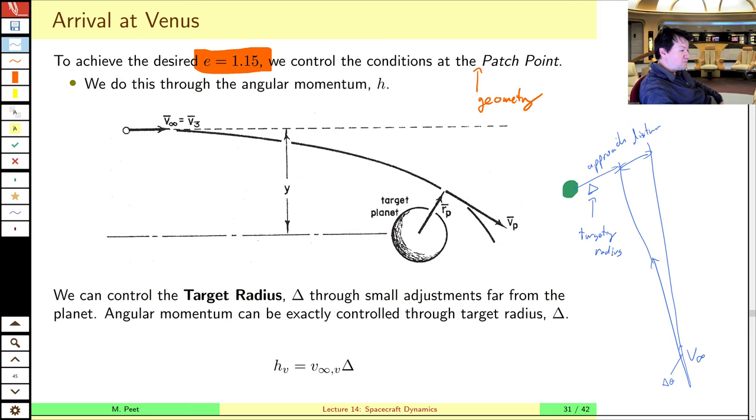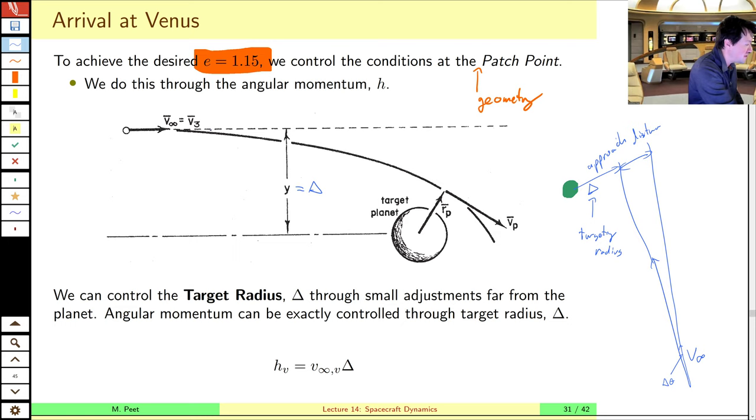Right. So at infinity, this y is delta, the distance of your asymptotic trajectory away from the planet. So you could miss the planet entirely if you wanted. You just make a little correction, and you just fly by the planet, and the planet doesn't even notice you. So you can make that deflection as large or as small as you like by controlling this targeting radius.